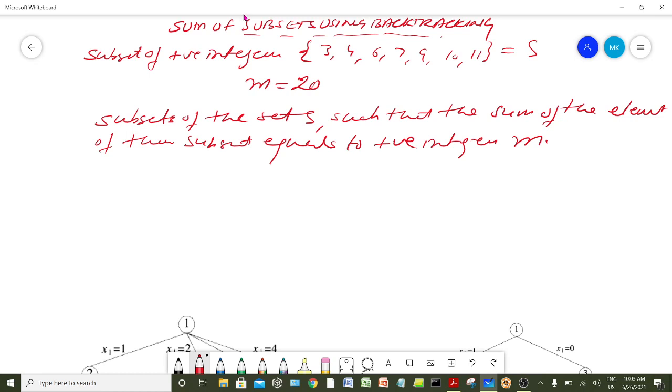For example, if we try to find some of the subsets which are probable solutions, then 3 plus 4 plus 6 cannot generate it. Next, if we pick 3, 7 and 10, this is a probable solution. So one of the probable solutions is 3, 7 and 10. These are the three items whose sum is equal to 20.